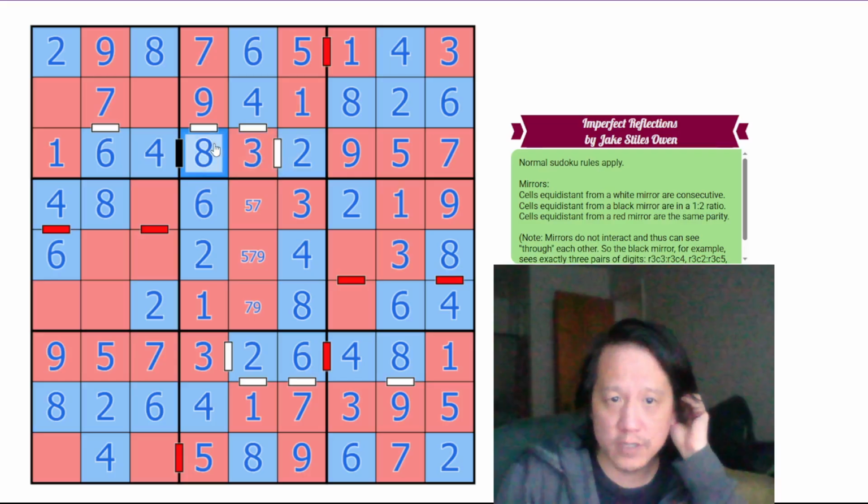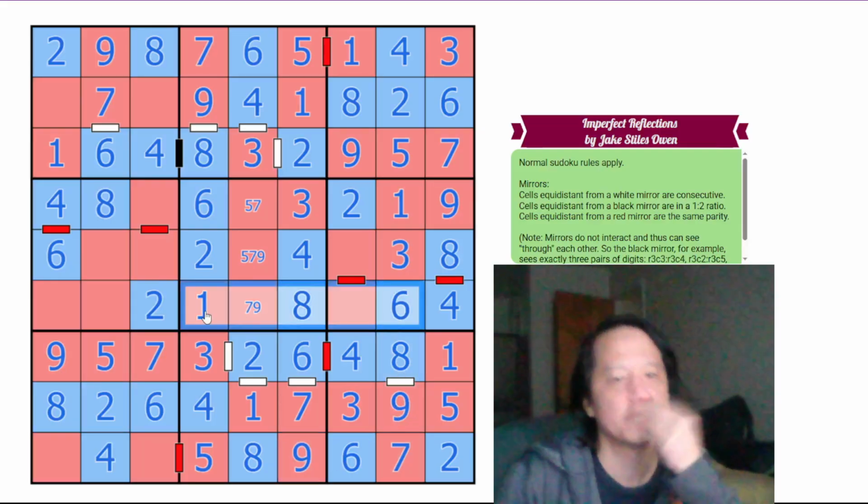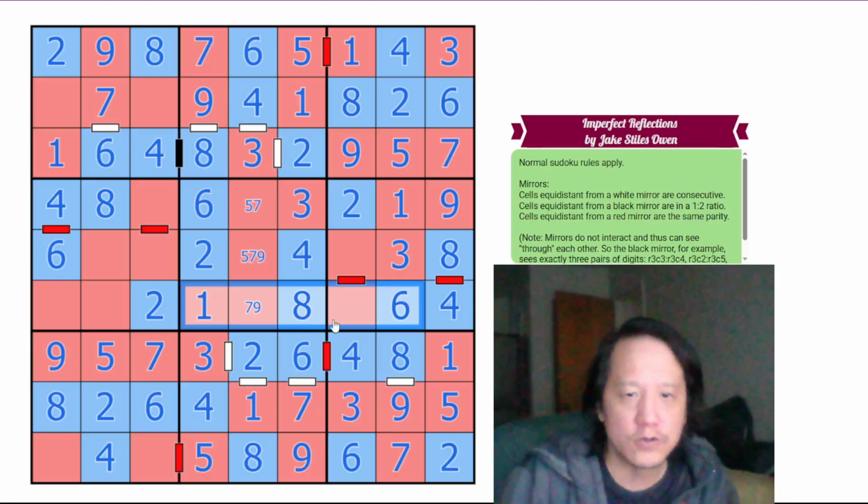3 and 2 are consecutive. 8 and 9, so are 4 and 5, so are 6 and 7. 2, 3 are consecutive, 6, 7 are consecutive, 5, 4 is consecutive, 9, 8 is consecutive. 2, 1 and 8 with 7 or 9 are consecutive. 6, 7, 8 and 9 are consecutive. 8, 9, and 6, 7 are consecutive. So yeah, we just have to do normal Sudoku.